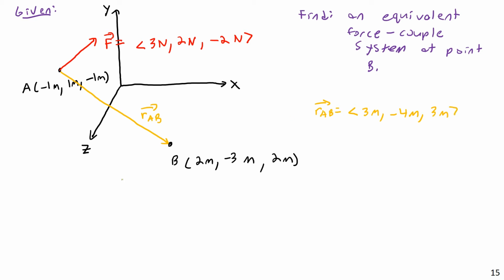And the force is going to be the same. So the force vector at B is just going to be exactly the same: 3 newtons, 2 newtons, negative 2 newtons. That's not going to change.